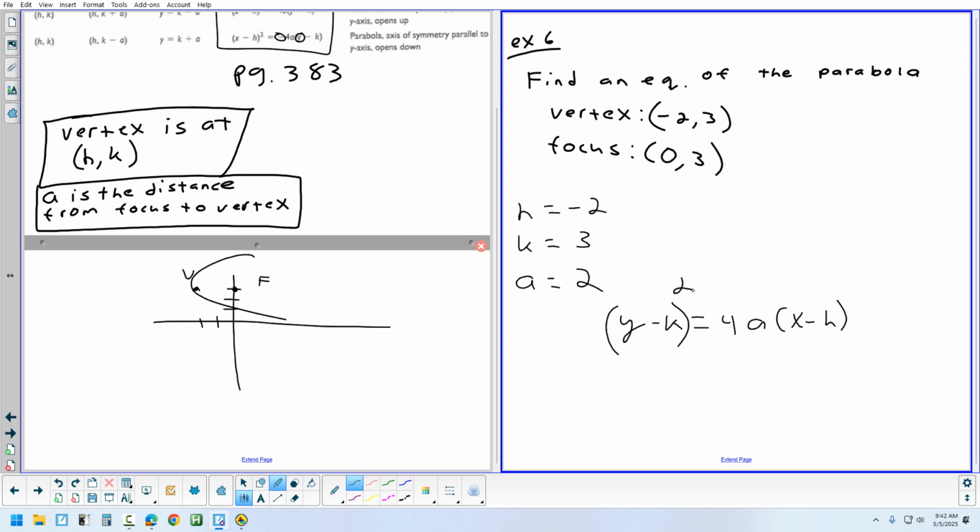And now we fill everything in, and that's it. So we're going to have y minus 3 equals 4 times a. It's going to give me 8. And what's going to be in parentheses when I do x minus h?